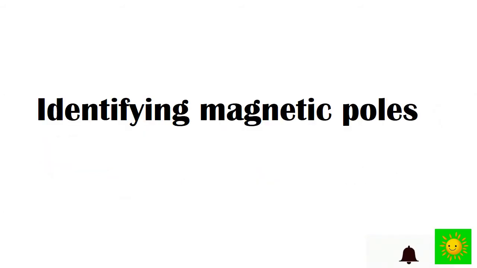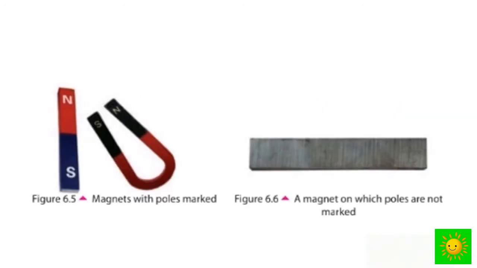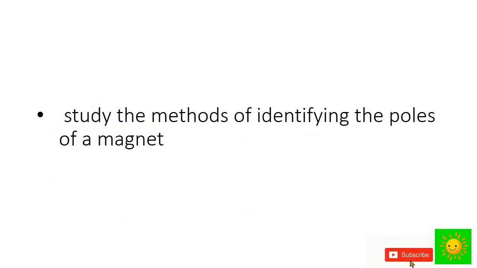Let's identify magnetic poles. We have learned earlier that north and south poles are marked in most of the magnets. Now let us consider how the poles of a magnet can be identified when they are not marked. The first picture, magnets with poles marked. The second one, the magnet on which poles are not marked. Now we are going to study the method of identifying the poles of a magnet which are not marked.